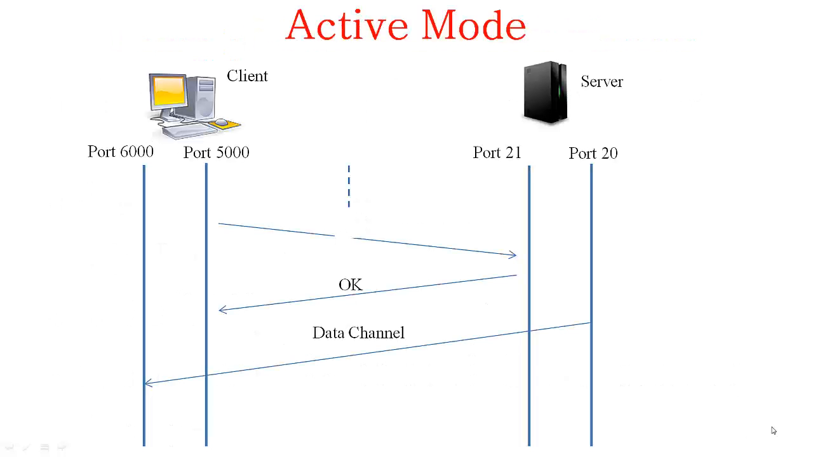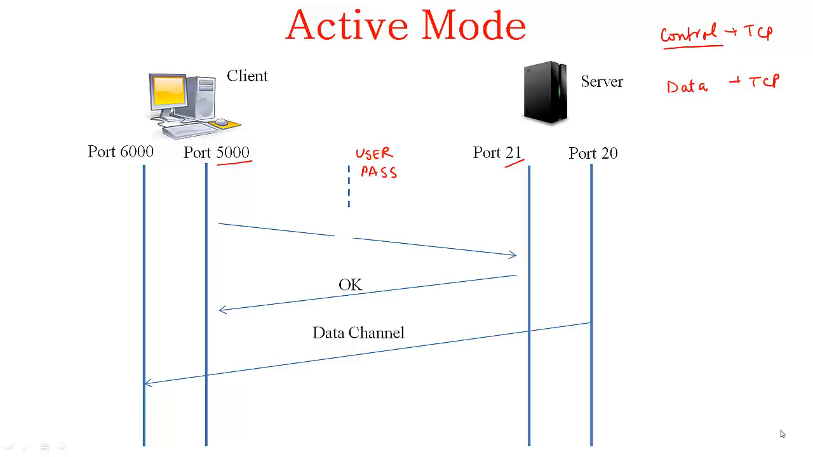FTP supports two modes of operation. One is the active mode and another is the passive mode. Let's look at the active mode first. Remember, I mentioned earlier that FTP has a control channel and a data channel. Basically, this is one TCP connection and this is another TCP connection. To begin with, the client will establish the control channel. For this case, the client chose, let's say, port 5000, and it is going to contact the server on the designated port 21. Once this TCP connection is established, it can send some control commands, like telling who the user is, what the password is, and so on.